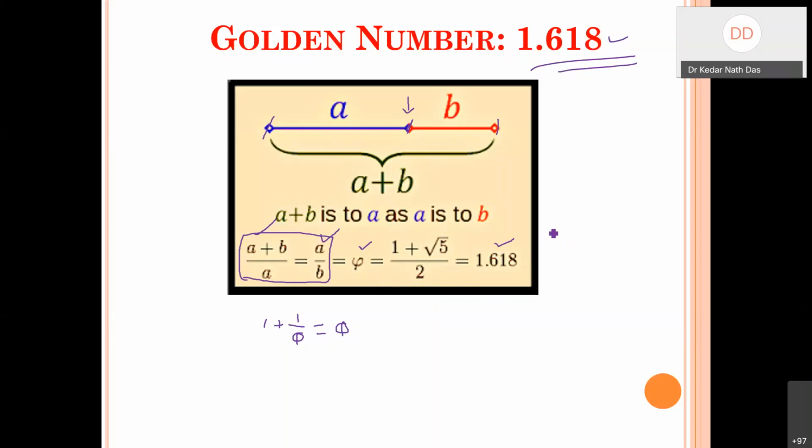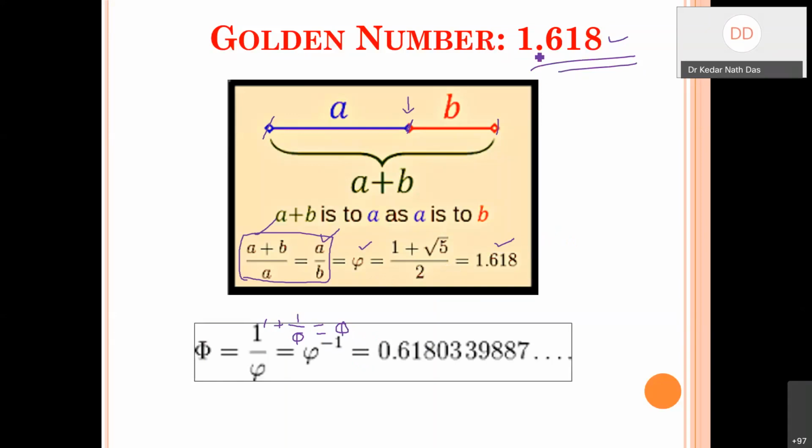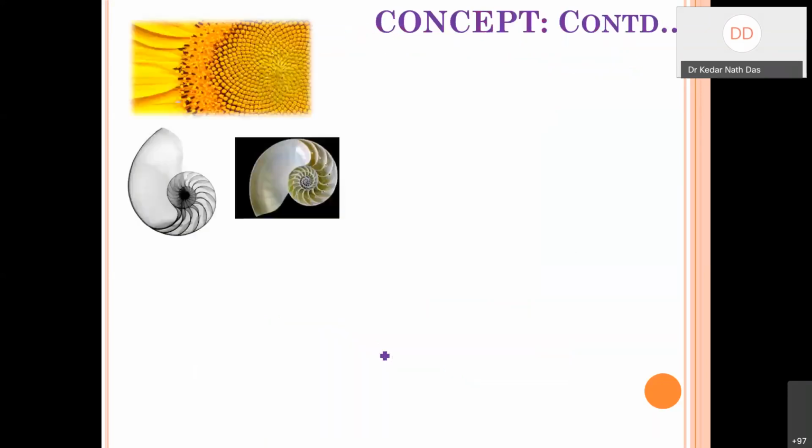But this golden number, if I'm taking the inverse of that golden number, we can have only the decimal part, that is 0.61803 and so on. So it's the beauty of this golden number, and we will see that concept in nature even, the golden number and also the Fibonacci spiral. We can have a Fibonacci spiral pattern in nature.